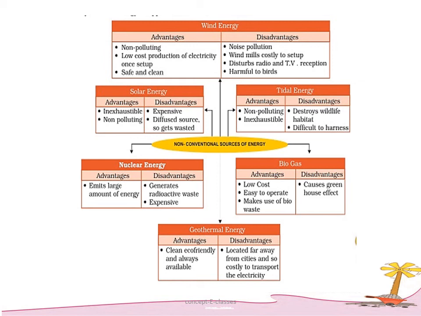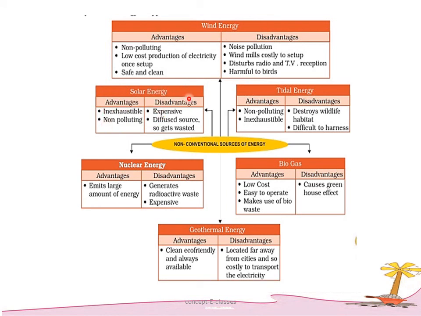So now let's briefly discuss all the advantages and disadvantages of the non-conventional sources of energy. So the first one is wind energy. The advantage, it's non-polluting, low cost production of electricity once set up, and it's safe and clean. Disadvantage, noise pollution. The windmills are costly to set up and it disturbs radio and TV reception and it's harmful to birds as well. Solar energy, the advantage, it's inexhaustible and it's non-polluting.